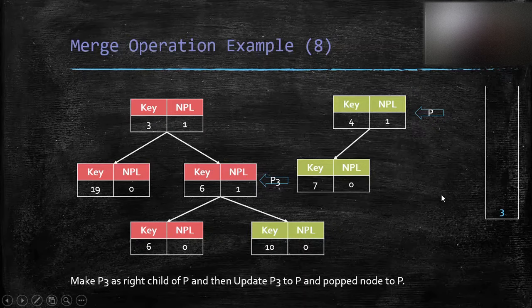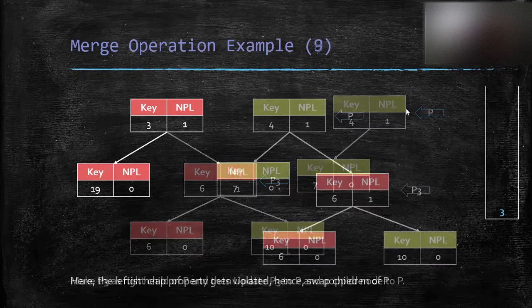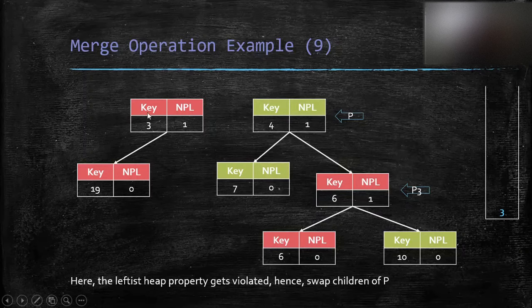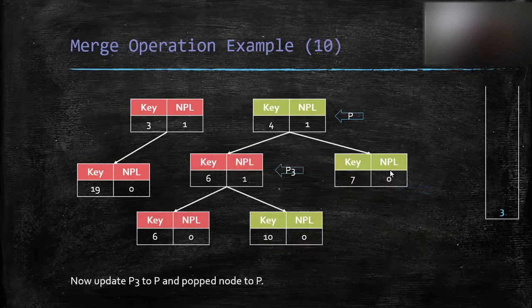And now P3 will be shifted to this one, and we popped a 4, which will now point to this node. Now we make P3 the right child of P. Now the node here, we make that node the right child of P. Here my NPL on left is less and right is more, so that property of the heap gets violated. So we will swap the children.